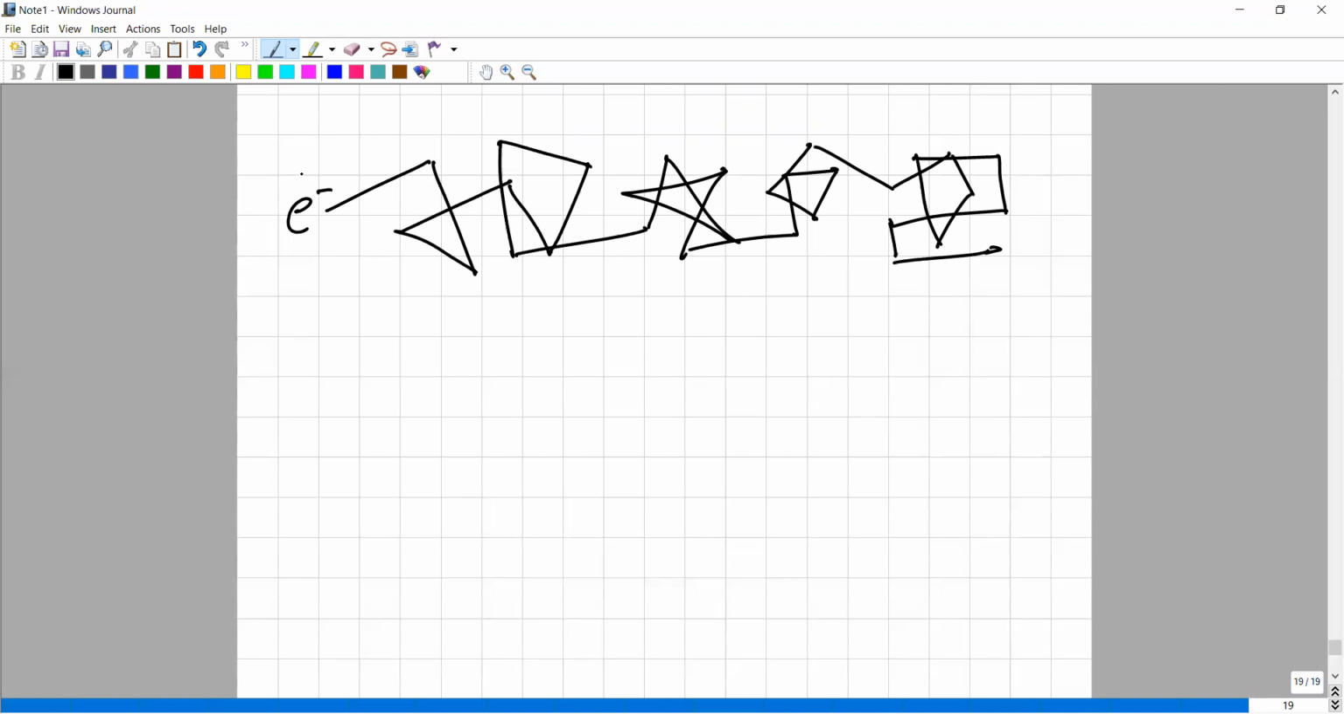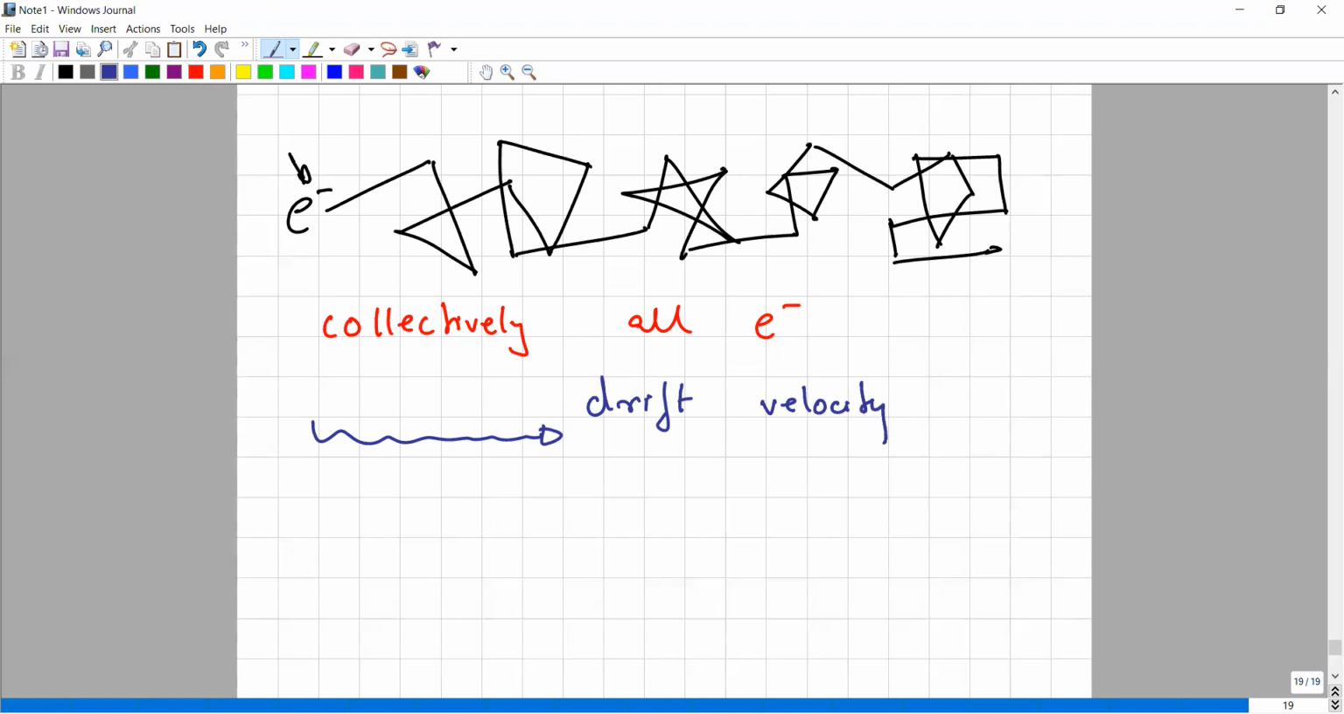You see, individual electrons are moving very fast and colliding, but collectively all the electrons are moving with a not so very high velocity. They are moving with something called drift velocity. Drift velocity is not very high. It's actually very slow.